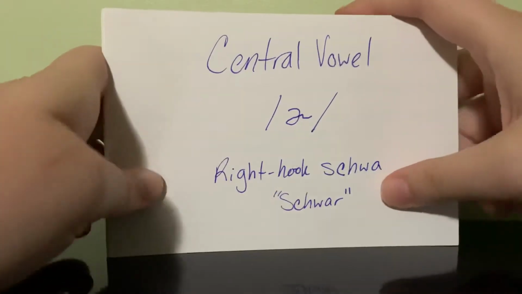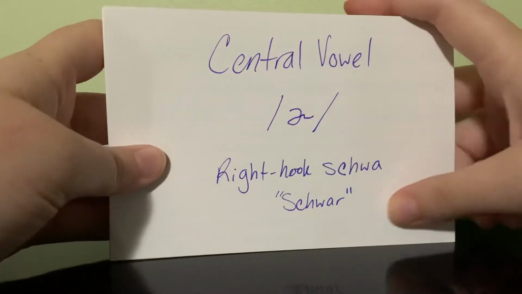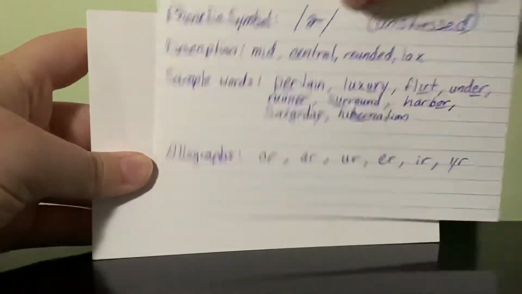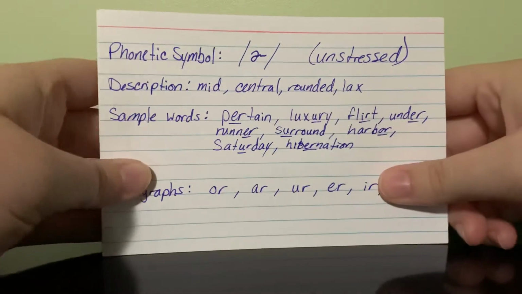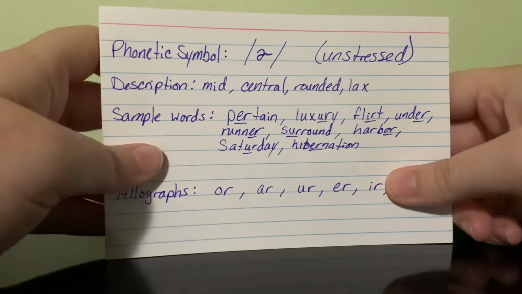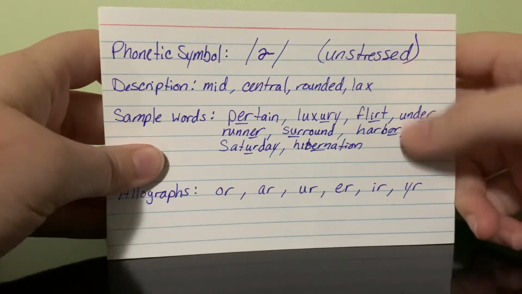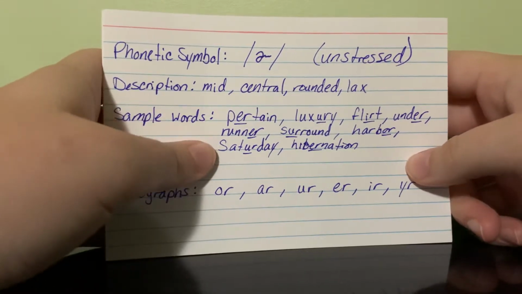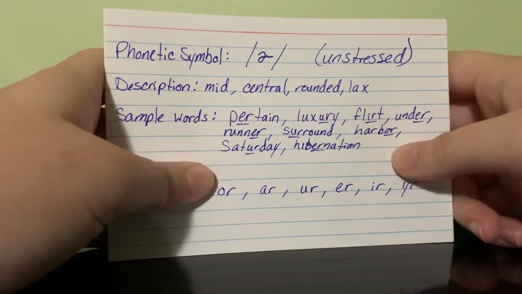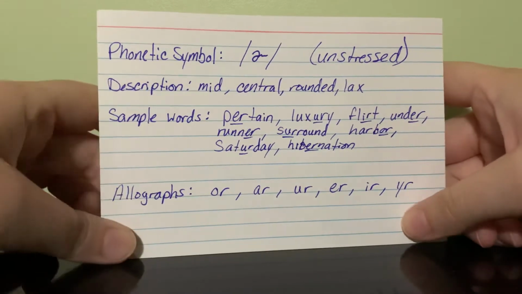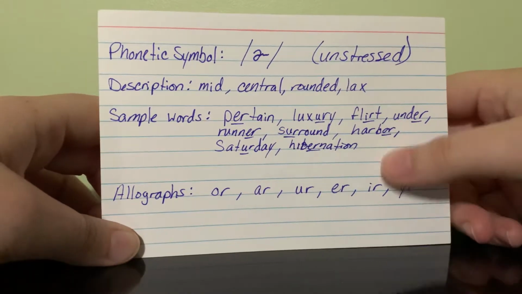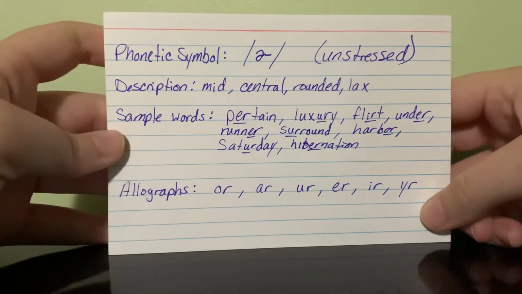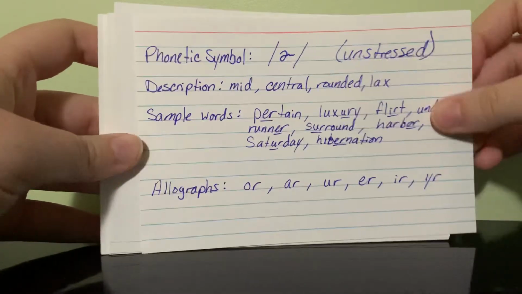And then the right hook schwa, or schwar, is basically the unstressed version of that one. It is mid, central, rounded, and lax, and it only happens in unstressed syllables. So in pertain, Saturday, luxury, flirt, under. It's the unstressed syllable placement for the sound, and then the various allographs here at the bottom that it can show up as in those words.